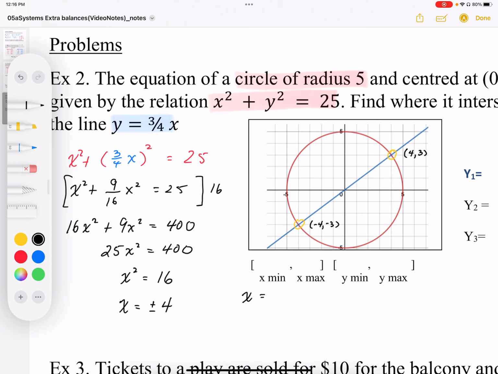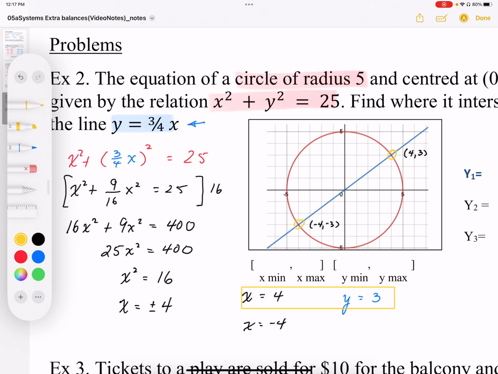So one solution is x equals 4. Another solution is x equals negative 4. Now when we have an x, I still need to solve for my y. Well, I'm going to plug it back into my original y equation here. If I plug 4 in, I get y is equal to 3 over 4 times 4. Well, that's going to give me y equals 3. And here is one of the solutions: x is 4, y is equal to 3.